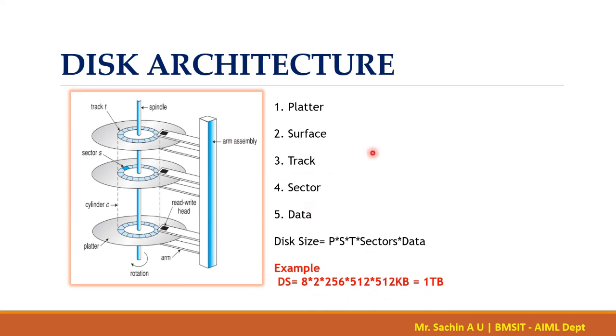And they may ask you, what is the total size of the disk? It is very simple. You just have to multiply all these factors. How many platters? 8 platters, multiplied by 2 surfaces. Each surface has 256 tracks, each track is divided into 512 sectors, and each sector consists of 512 KB. When you multiply all this, you come up with the answer 2 raised to 40 bytes, which is nothing but 1 terabyte. So this is all about your disk structure.